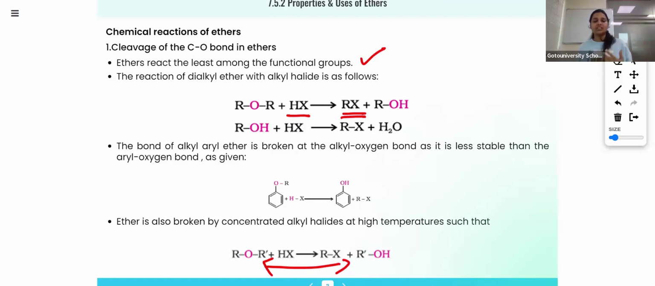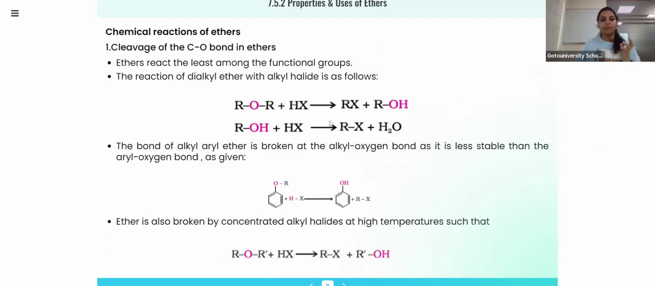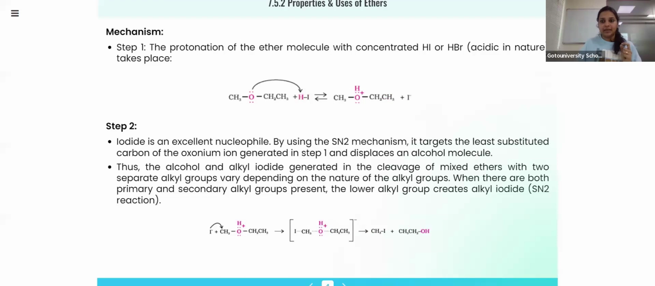So in all these reactions, you can see the bond between the alkyl group, meaning carbon, and oxygen is breaking. Next, the mechanism. The mechanism is simple. The hydrogen halide is there. The oxygen is attacking using its lone pair of electrons, and then the ether becomes protonated. The same thing that we did in the previous examples.